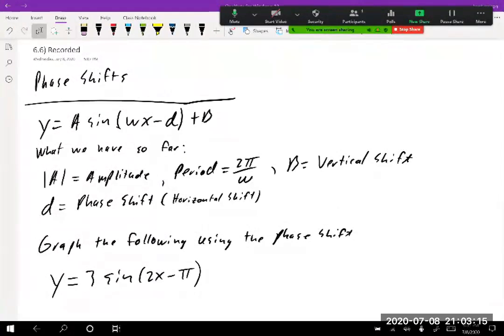Okay, so we're going to start on the last section from chapter 6 that we're going to cover, and there's a little bit in there that we're not going to cover, so the main focus will be on phase shifts and using this to graph. It's just another way to do it, just like with transformations, instead of always strictly going on the 5 key x values, which we'll still do.